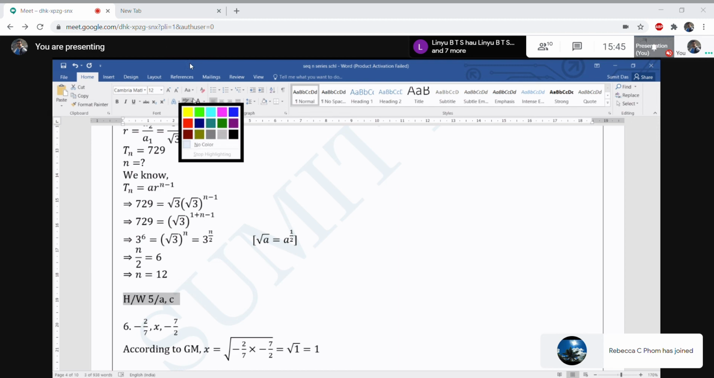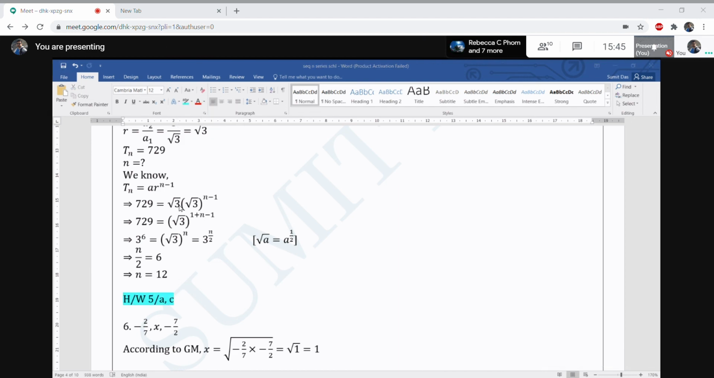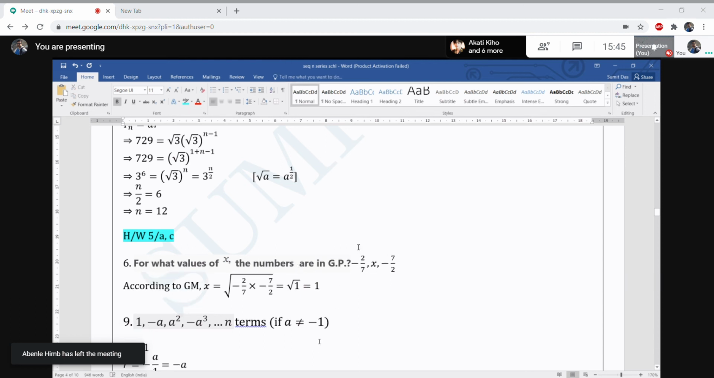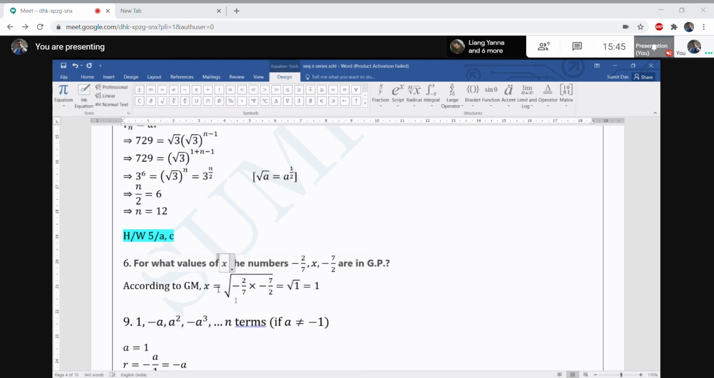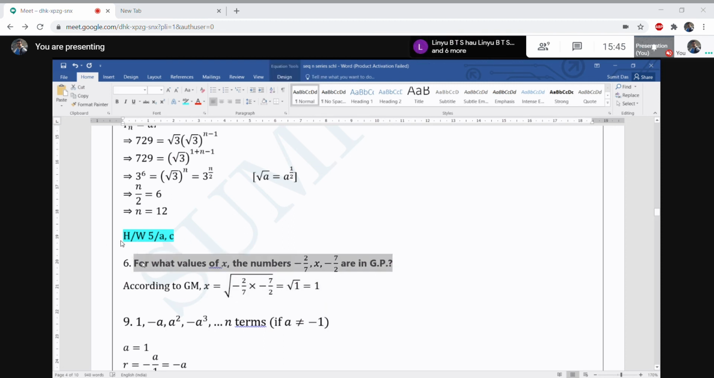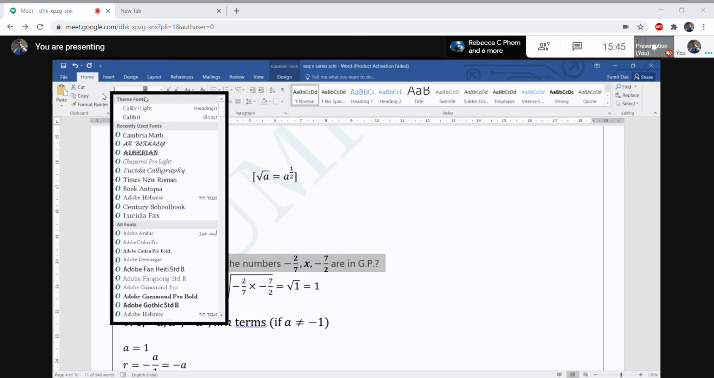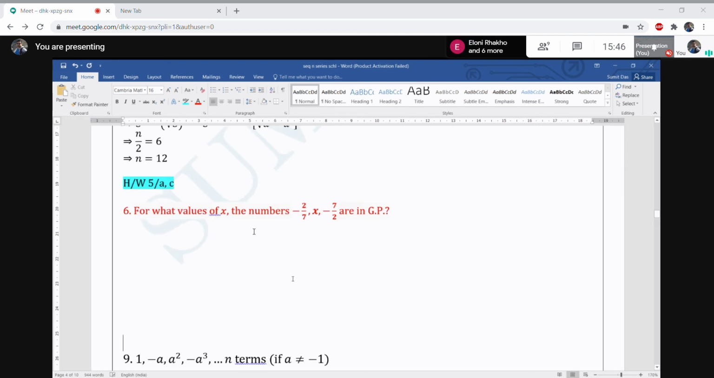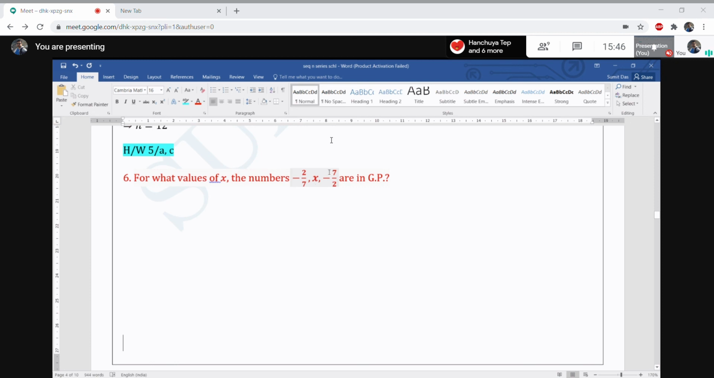Okay, next we'll do the last problem for today, question number 6. For what value of x are minus 2 by 7, x and minus 7 by 2 in GP?